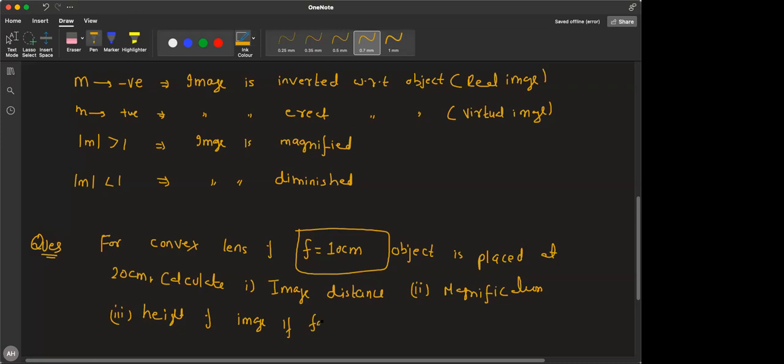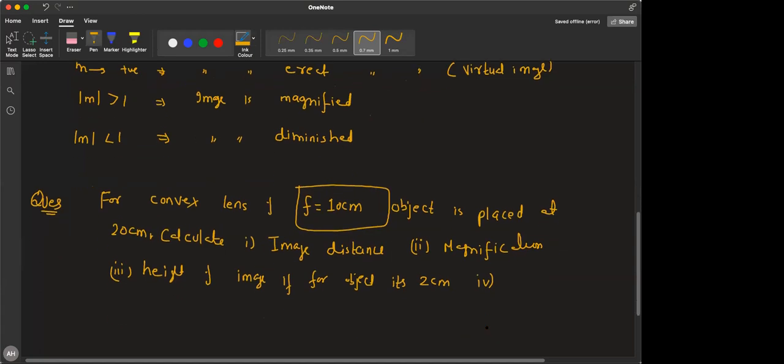If for object it's 2 centimeter. Last, I need image distance. Magnification is fine. Height of image, if for object it's 2 centimeter. Height of object is this. And nature of image. Means you have to tell whether your image is erect, virtual, real, inverted.